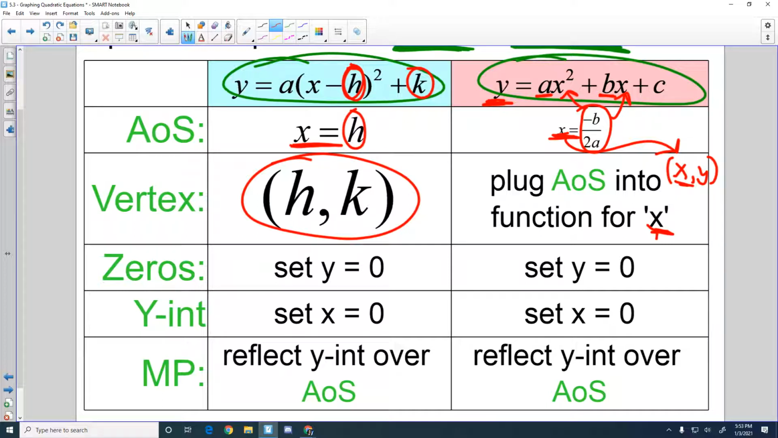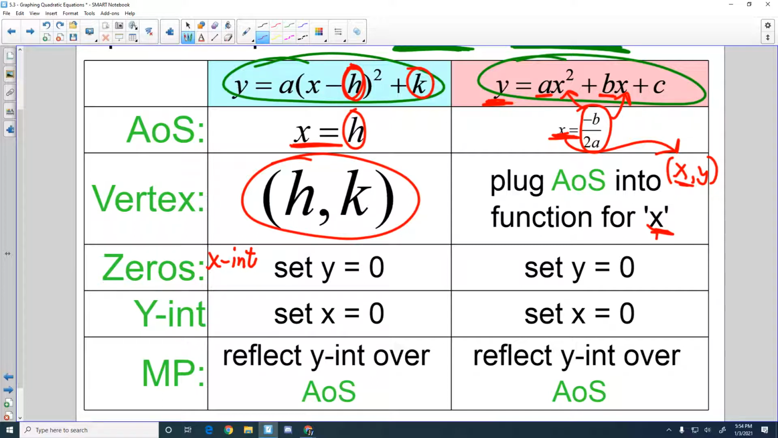Now the next two, the zeros, remember this is also known as the x-intercepts or the roots. Both of them are pretty similar. It's the exact same thing regardless of the form that you're in. And this is the same for not just quadratic equations, but for any equation. To find an x-intercept of any function, you just make the y a 0 and solve for x. Likewise, to find the y-intercept on any type of function, simply make the x equal to 0. So you replace all the x's with the number 0, and then you solve it for y. That's going to give you the y-intercept.